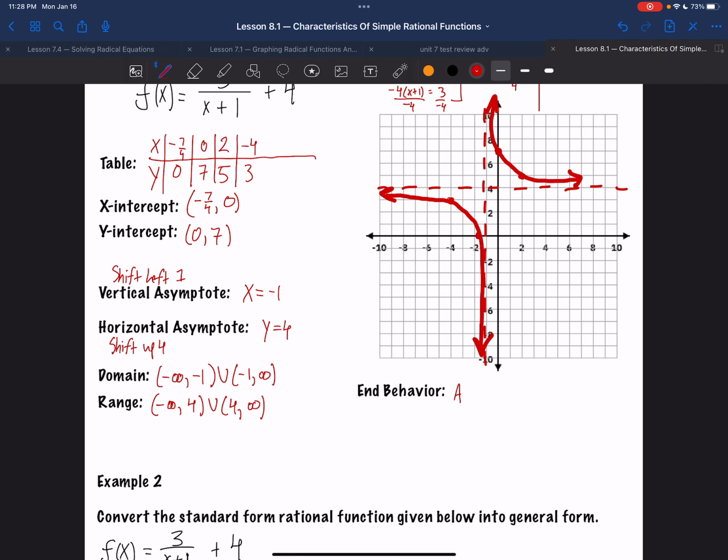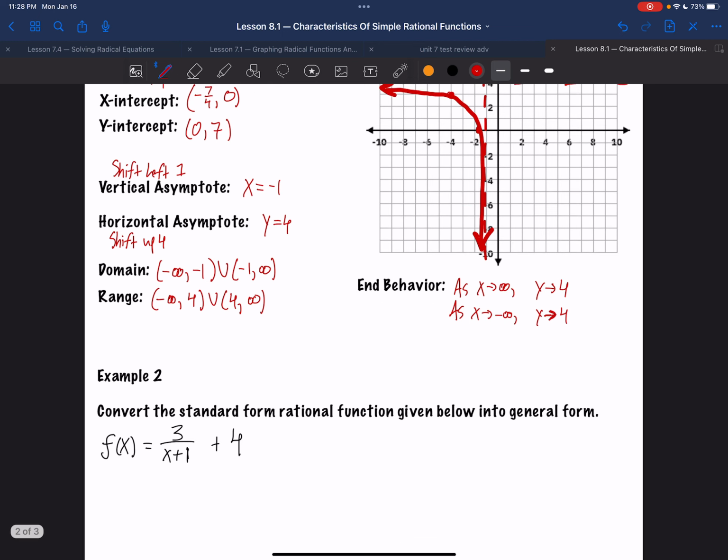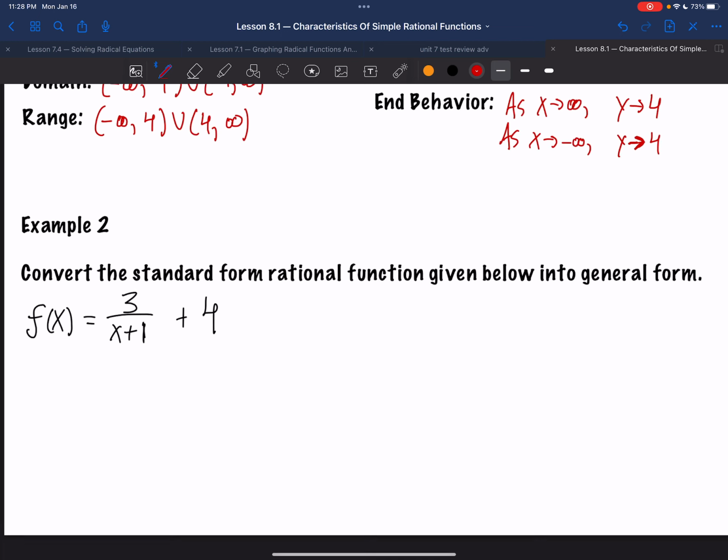End behavior. As x approaches infinity, y is getting close to the horizontal asymptote, which is at 4. Same is true as x goes to negative infinity, y goes to 4. Okay? Your end behavior is always going to be approaching infinity and negative infinity, and it'll always approach the horizontal asymptote because that's literally the point of the asymptote. It's what it's approaching. So there you go. Okay, one more example, and then the video's over.